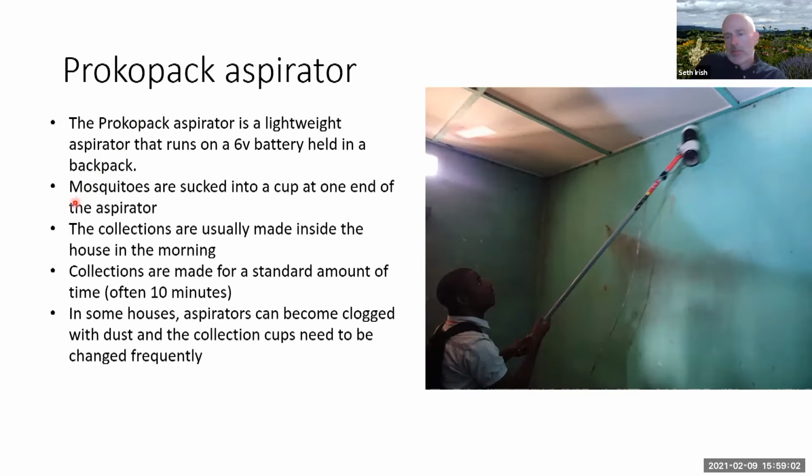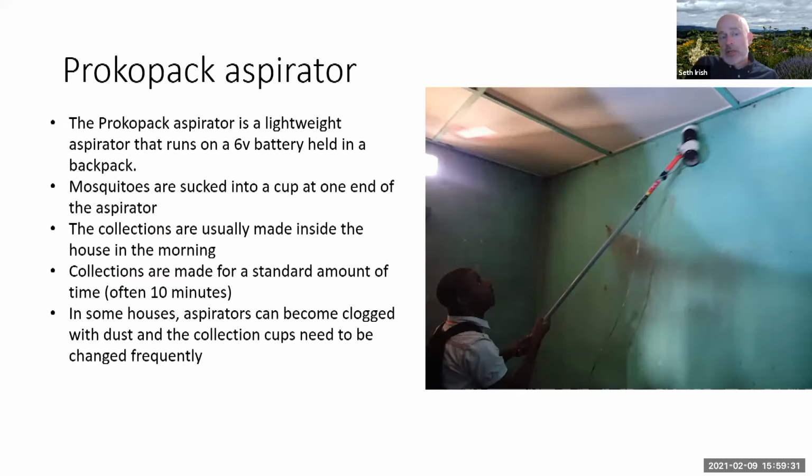Oftentimes these collections, you want to make them in the morning when mosquitoes are resting inside the house. If you want to standardize your collection, you can standardize the amount of time that a collector is searching for mosquitoes in the house. Because if you have one collector who's collecting for 1 minute and another collector who's searching for 10 minutes, then you could have a lot more mosquitoes in the second one and fewer in the first.